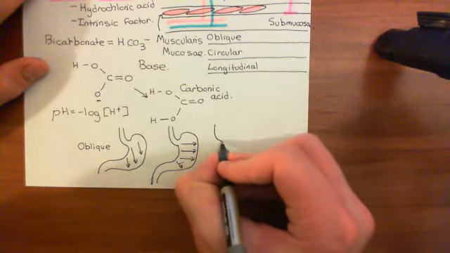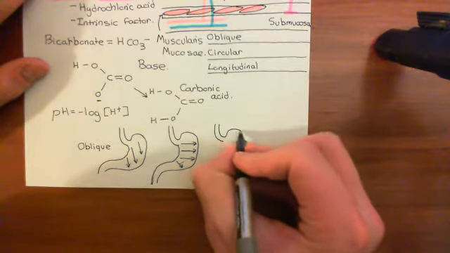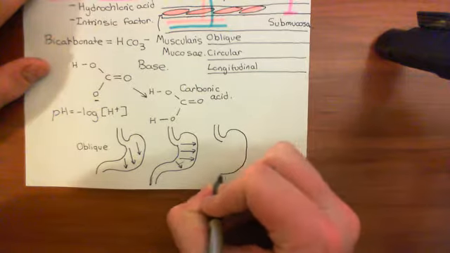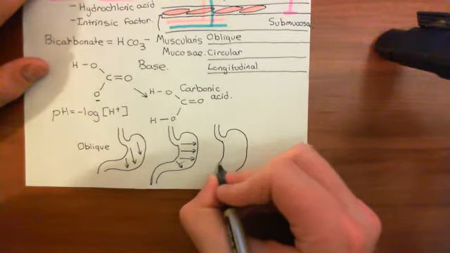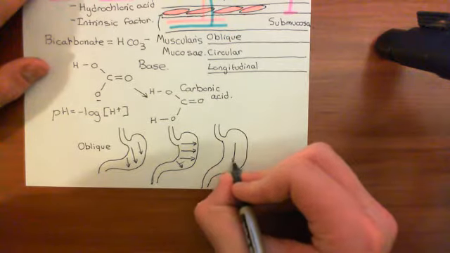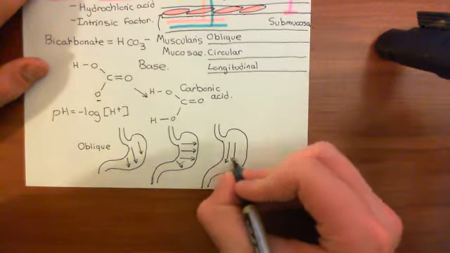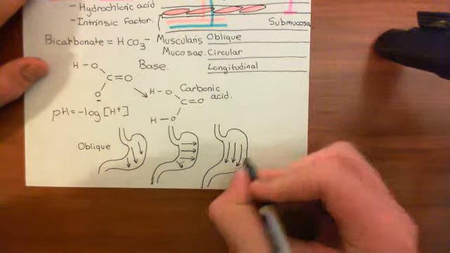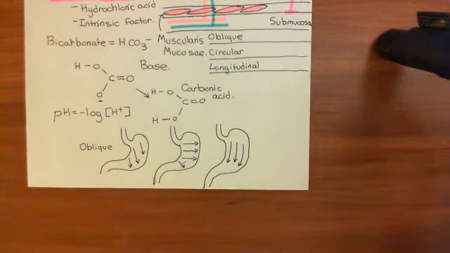And then the smooth muscle cells in the final layer will be oriented in the longitudinal direction. So they will be moving along the axis of the stomach. They'll be going like this, towards the pylorus, basically. So the muscle fibers in these three different layers are all oriented in different directions. So you have the oblique, the circular, and the longitudinal layer.